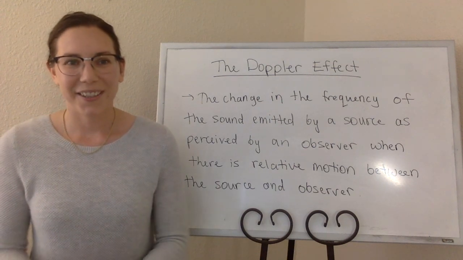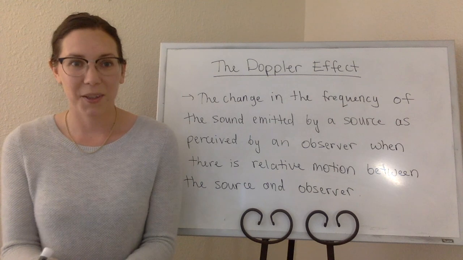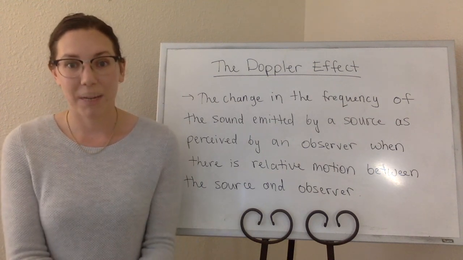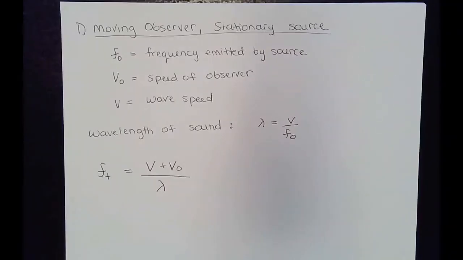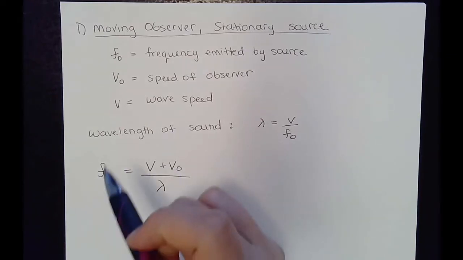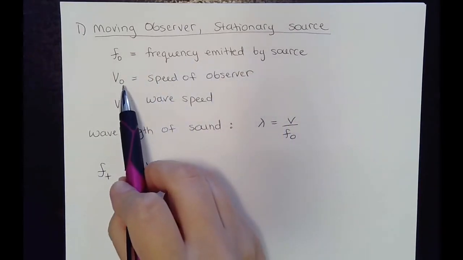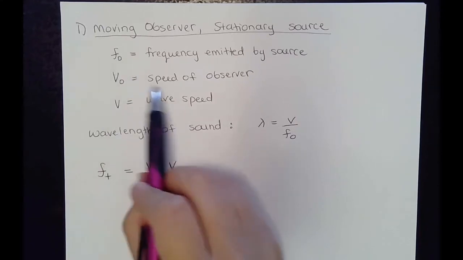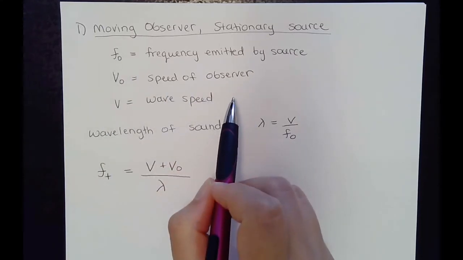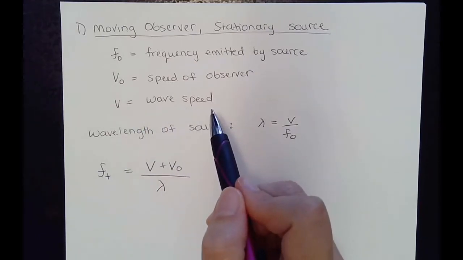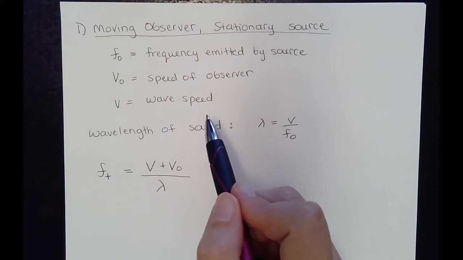To start, we'll consider two cases, either a moving listener or observer and a stationary source, and then a moving source and a stationary observer. Okay, let's first consider the case where we have a moving observer and a stationary sound source. So some definitions here. We have F naught, which is the frequency emitted by the source. V sub O, this is actually an O compared to a 0, which is the speed of the observer. I'm matching the notation of the textbook here. And then V is the wave speed. Usually this is in air, but we could talk about the Doppler effect in another medium.